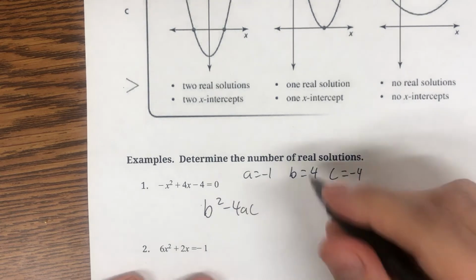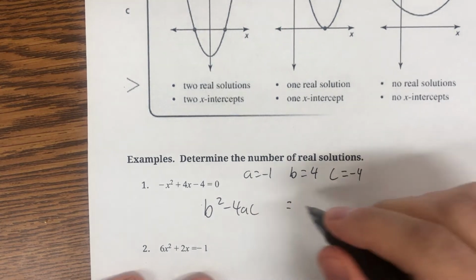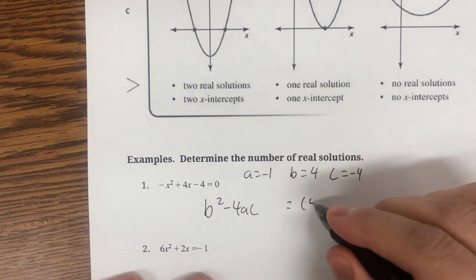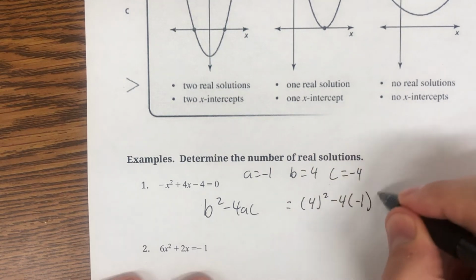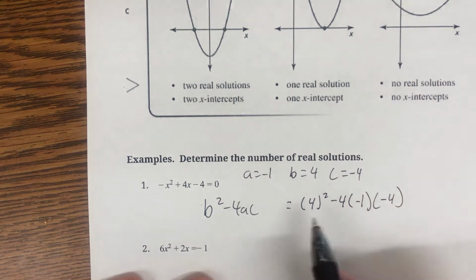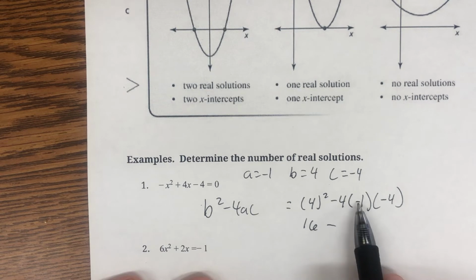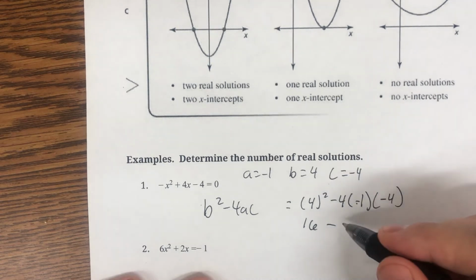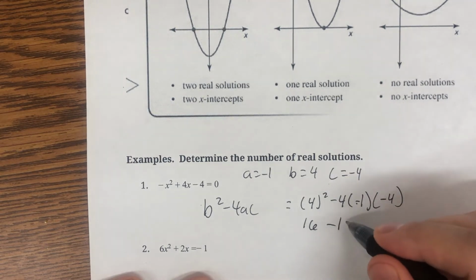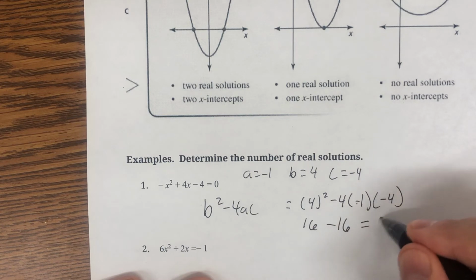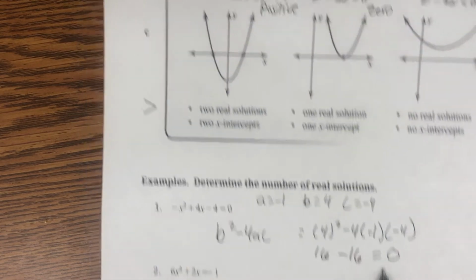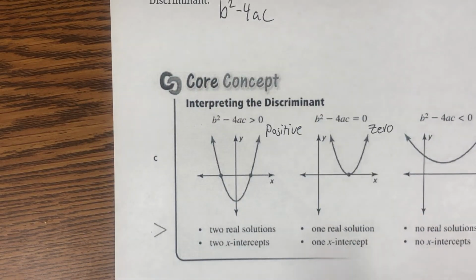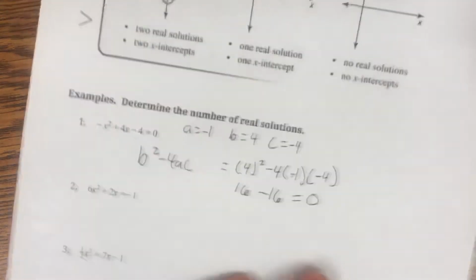So when I plug that in, again, use parentheses. I'd have 4 in for b, 4 squared minus 4 times a, which is negative 1, times c, which is negative 4. 4 squared is 16 minus 4 times negative 1 times negative 4, that's 16. And 16 minus 16 is 0. So if the discriminant is 0, that tells us we have one solution, okay? Just one solution.